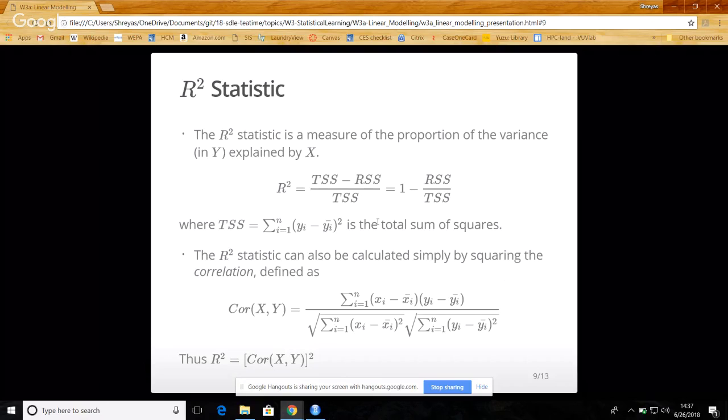And so to calculate the R-square, we use the residual sum of squares and the total sum of squares. The total sum of squares is just summing over the difference of each point and the mean, squaring that, and taking the sum over that. The R-square can also be calculated simply by squaring your correlation.